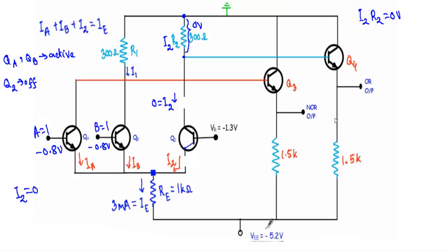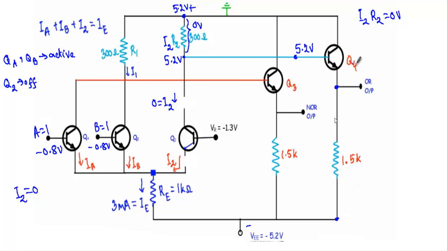Okay, now see, as VEE is equal to minus 5.2 volt, that means I am applying the positive terminal here and negative terminal here. Therefore you will see I will apply 5.2 volt at this terminal. Now as from this terminal to this terminal the voltage is 0, that means this terminal will have a voltage of 5.2 volt. As this terminal will be at 5.2 volt, this 5.2 volt will appear across the base to emitter junction of the transistor Q4 and the resistor of 1.5 kilo ohms.